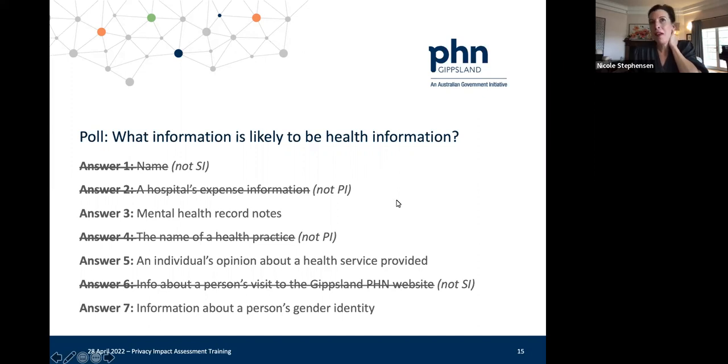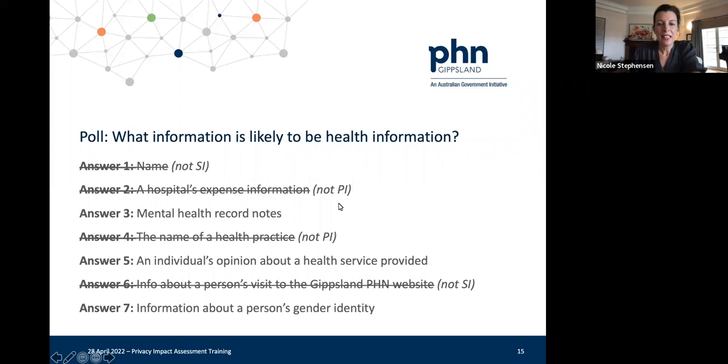Now, you guys are not meant to get all of this right. What this is intended to do is get you thinking about the quantity and depth potentially of personal information that you're dealing with in the PHN. Some of it may be considered sensitive under law, and some of it may be defined as health information under law. So how did we go with these ones, Della?